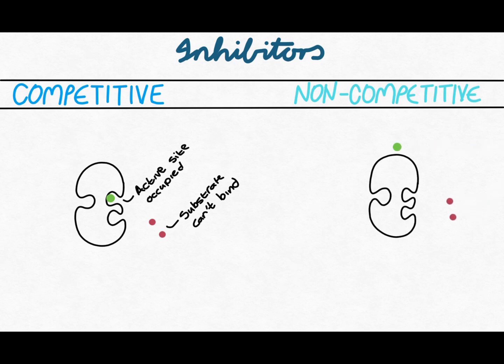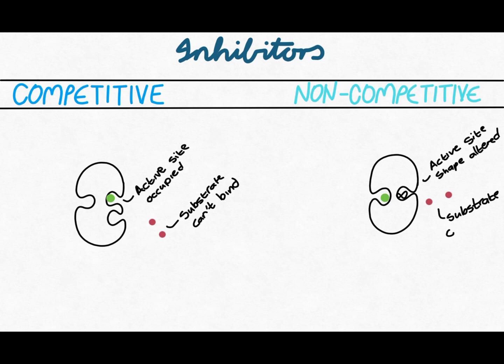In non-competitive inhibitors, my inhibitor will bind to the allosteric site. This will distort the active site and the enzyme will no longer be complementary to the active site, meaning that it won't fit into the active site and no reaction will occur. Now, unlike competitive inhibitors, non-competitive inhibitors cannot be counteracted by increasing the substrate concentration.